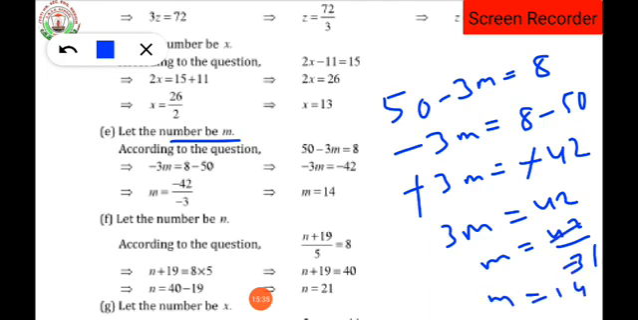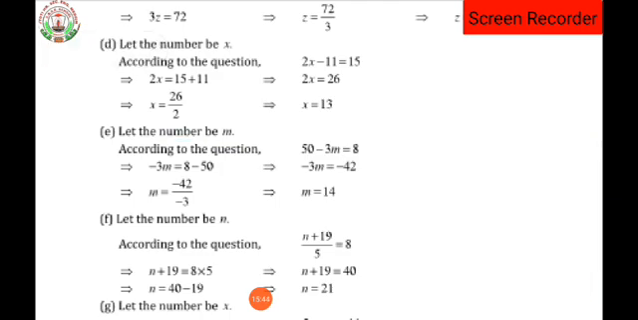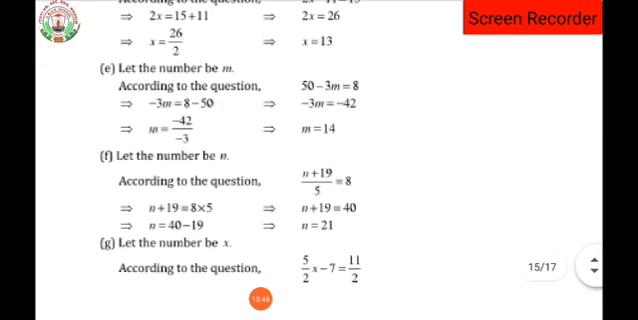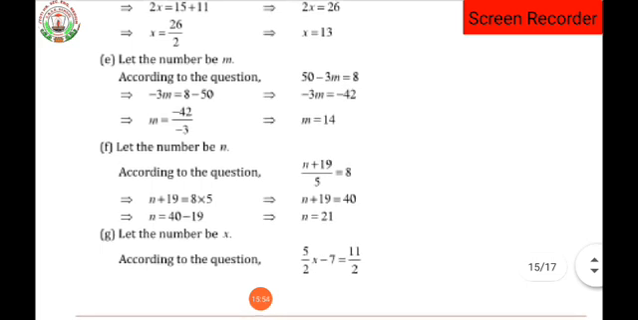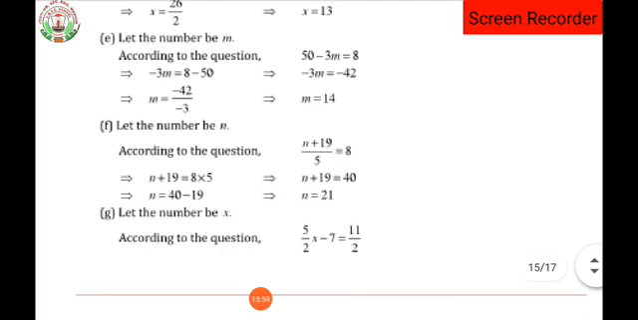3 fours are 12, and 3 ones are 3, so 3 14s are 42. So what is the answer we will get? That is m is equal to 14. We will get the required answer. In the same way, the F part, let the number be n. So n plus 19 is equal to 8 into 5. While doing the solution, what value do we get? That n is equal to 21.